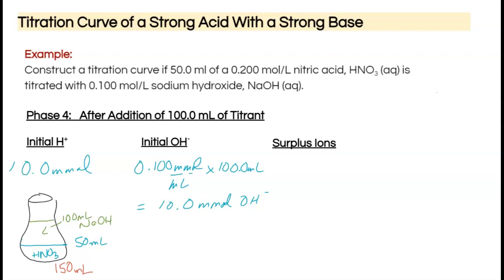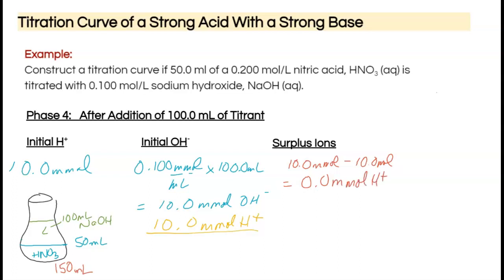And so those 10 millimoles of hydroxide are going to be able to neutralize 10 millimoles of hydrogen ion, right? Those are going to combine and form water. And so I'm at the point here where I have neutralized all of my acid. I've got 10 millimoles of it, and 10 millimoles can be neutralized. So my surplus, 10 millimoles minus 10 millimoles, is going to give me 0 millimoles of H plus, right?